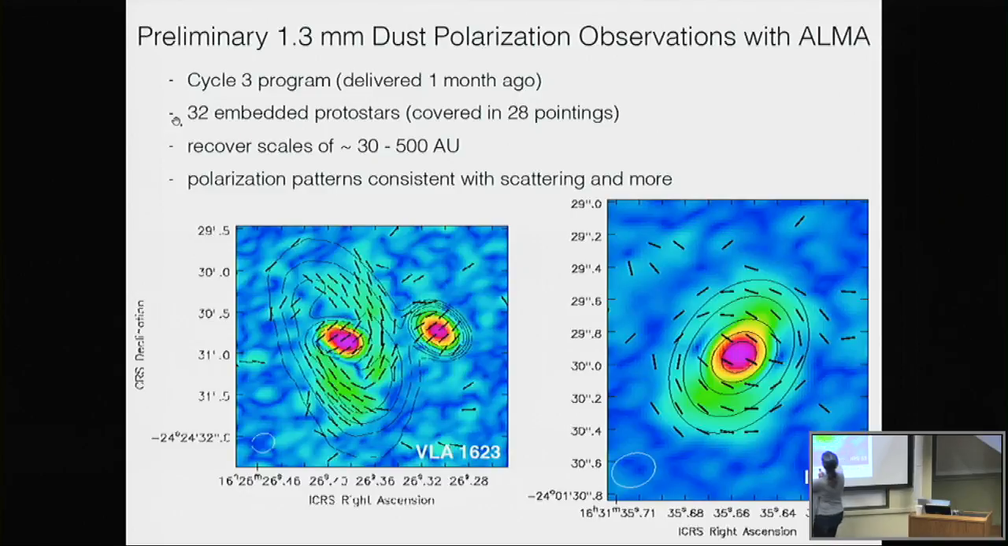So these are both young protostars. This is a Class 0 source, the canonical Class 0 source. This is a Class 1 source. And yeah, we're seeing some very interesting features, including observations that suggest that polarization is through dust scattering rather than magnetic fields, which I hope to explore further.